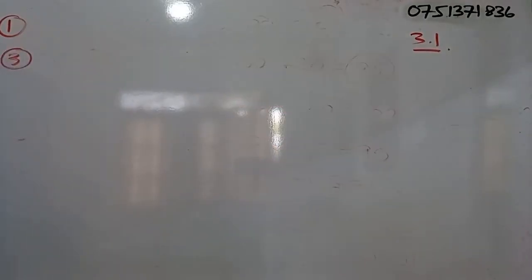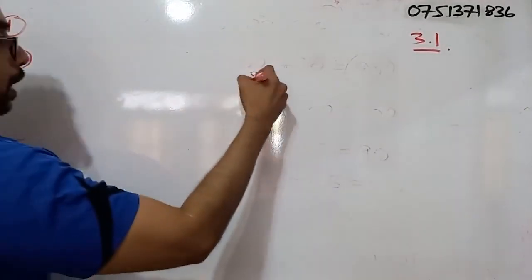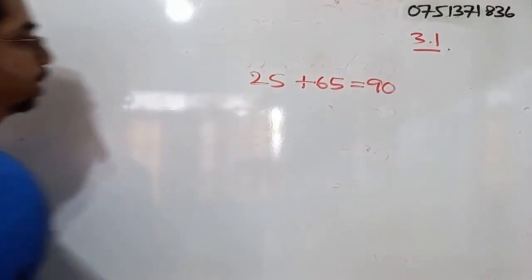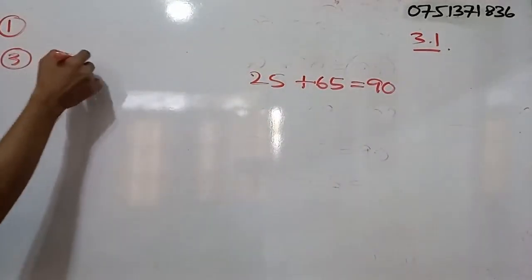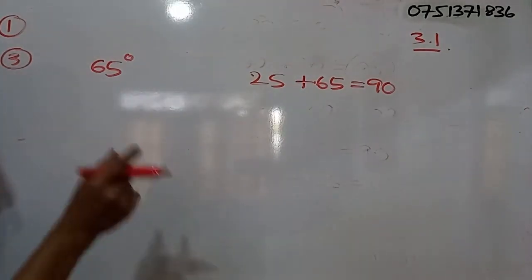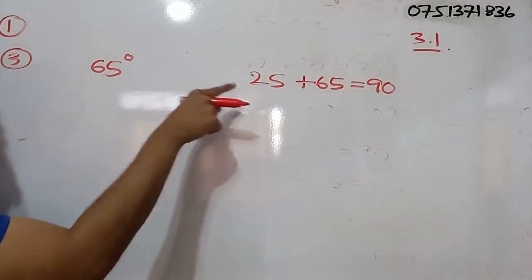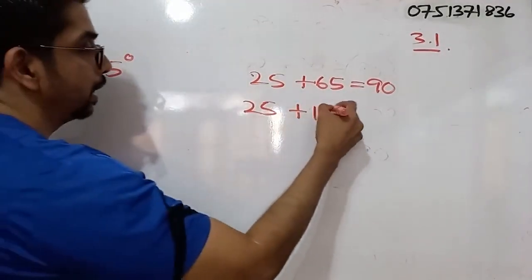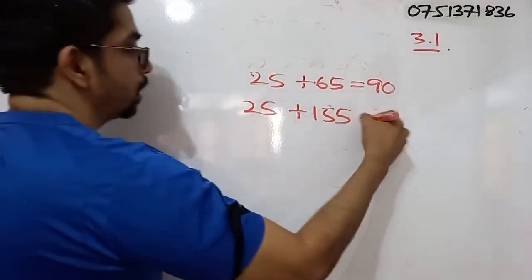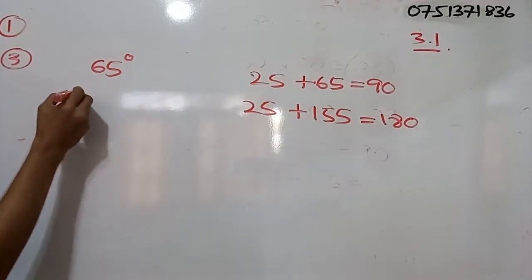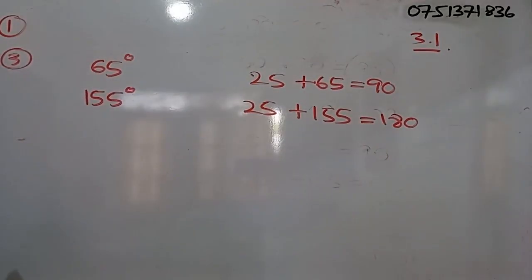Okay, part 3, the complement of 25 degrees, right? So if we take 25 and add a 65, we know that is 90 degrees. So the complement of 25 is 65 degrees, right? The next thing they are asking, supplement of 25. If we take 25 and add another 155, this sums up to 180, right? So the supplement of 25 is 155 degrees. Right. Part 4.